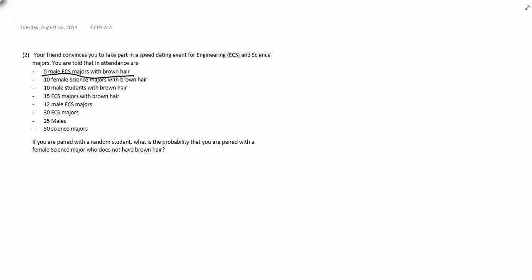There's ECS majors, and we also know that the complement of that for our universe is going to be science majors. And it looks like there's also going to be information about students with brown hair, so we could take the complement of that to be students who don't have brown hair. So I'm going to first of all define three events. M is the event that the student selected is a male. E is the event that they're an ECS major. And then B is going to be the event brown hair.